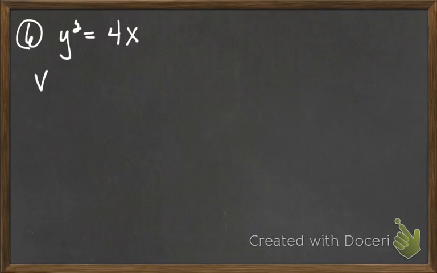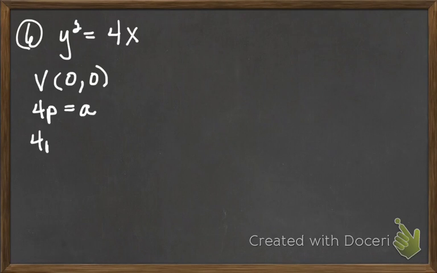So we're going to need to know these things. We're going to need to know our vertex. It's 0, 0 because I have no binomials. I'm going to want to set 4p equal to a because I have to know my p value. So that means 4p is equal to 4 and p is equal to 1.